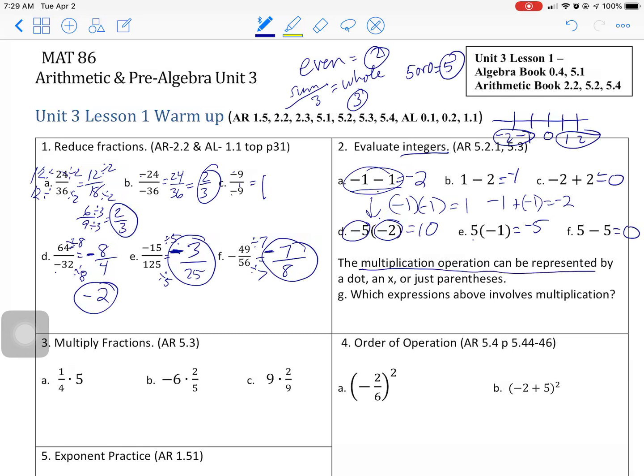Since multiplication operations can be represented by a dot, an X, or just parentheses, okay? Which expression involves multiplication? I can't tell because I drew it all over it. Let me go back up here.